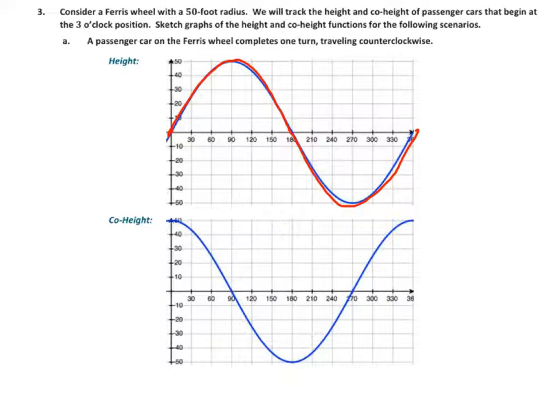And then the co-height starts at 50. It's that far away from the y-axis. It's right on it at 90. It's away from it at 180. It's right on it at 270, and then back away from it at 50-foot intervals.